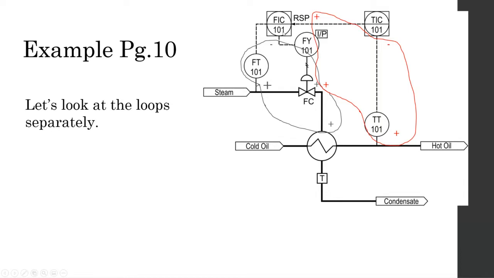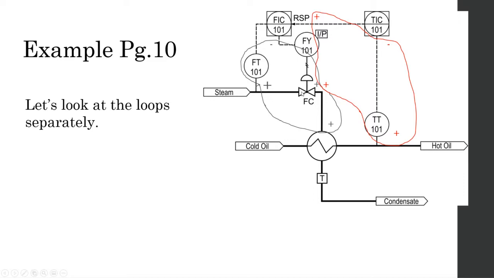So let's look at these separately. Let's start with the secondary as it said in the previous slide. So start at the transmitter here. So if the steam flow goes up, the signal from the flow transmitter goes up, right? Good with that? If the transmitter signal is increasing to the flow controller, the flow controller signal is going to do what?